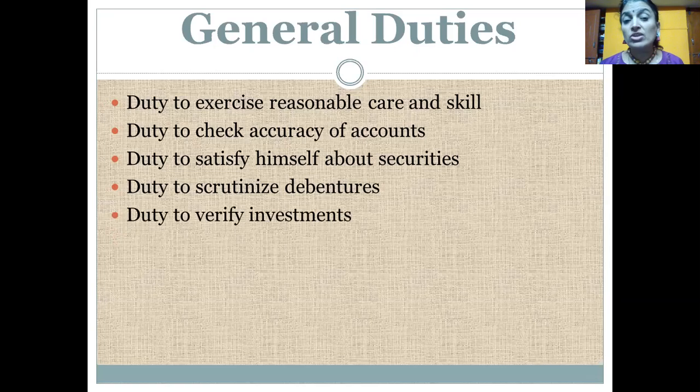Duty to verify the investments. Once again, what type of investments are there? What are the returns on the investments? So everything he has to check.